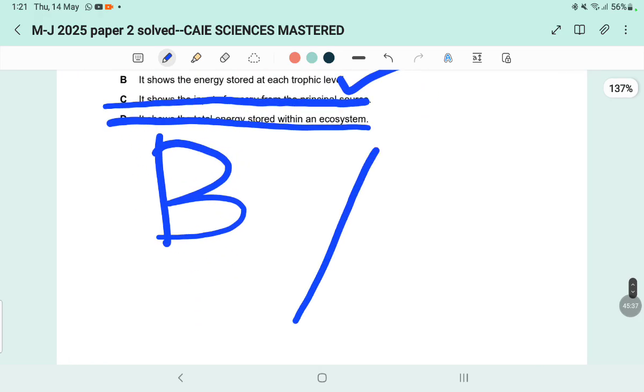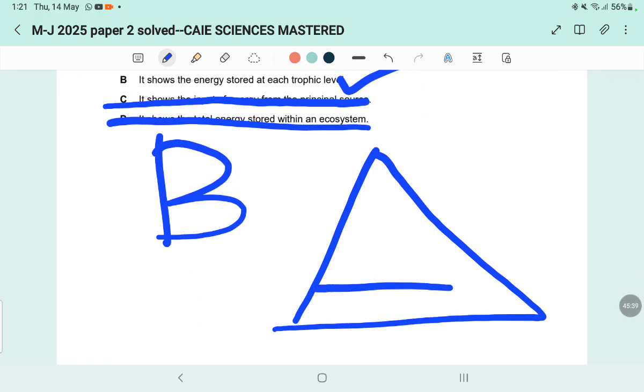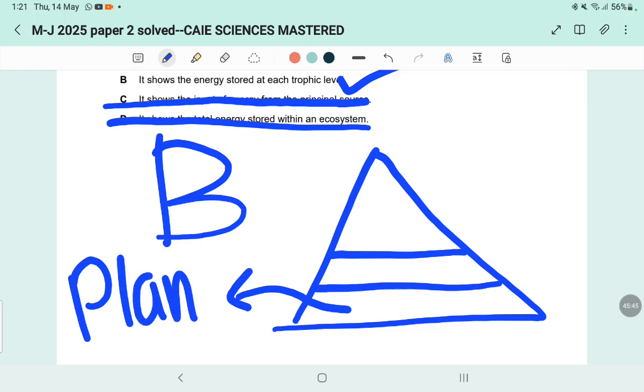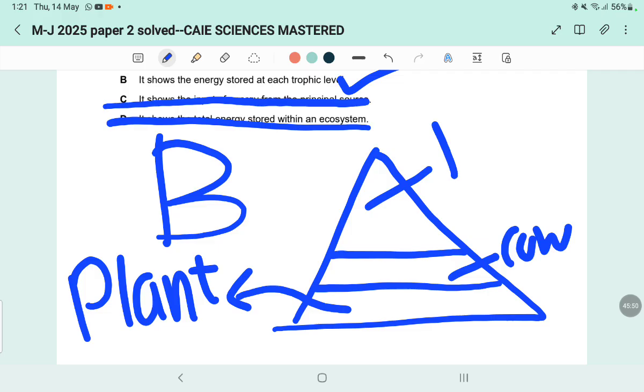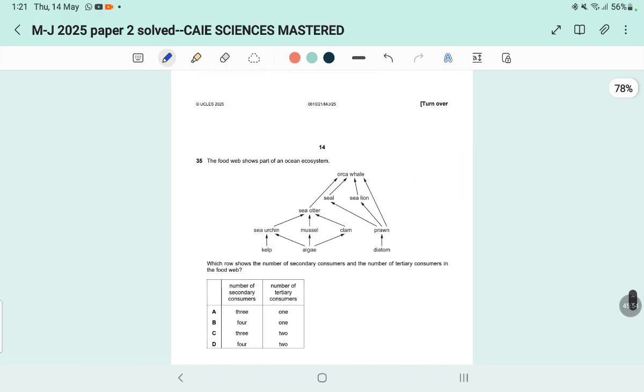So like the pyramid of energy, you have that. A pyramid of energy, where the bottom is a plant. Okay, it will be here, the plant. Now for example this is a cow, and for example this is a lion. So the plant will have the highest energy stored in it.